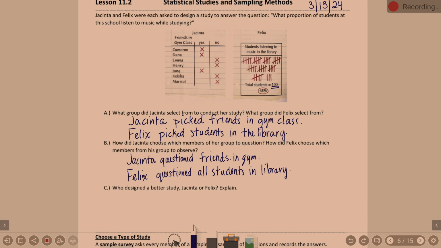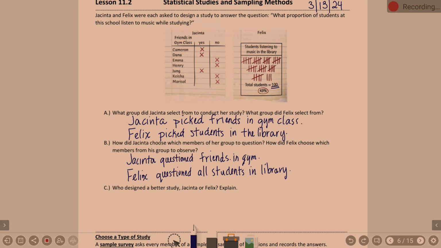More people, right? In other words, he gathered information about 100 people, as opposed to Jacinta, 7 friends? The difference between Jacinta just asked a handful of friends versus Felix went to a more public area, a more generalized area where it's not just friends. Okay, you're going to get a wider variety of people. Anything else? I think those are the big things I have.